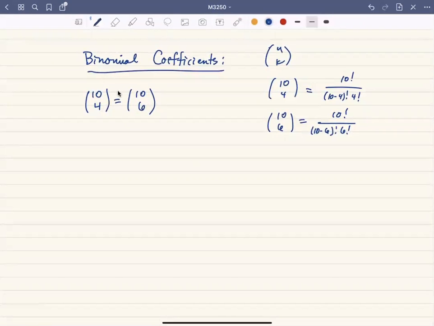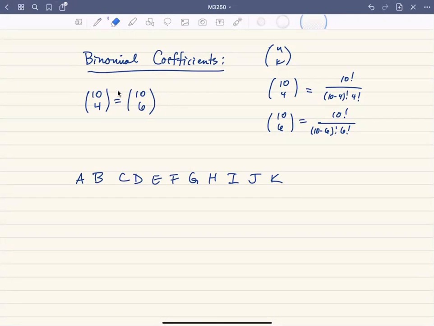So what I want to do is think about having a group of 10 people. Maybe I should have given these names actually. Let me take that back and just call them person A, B, C, D, E, F, G, H, I, J, K. So here we have 10 people. And is that 10 or is that 11? I still can't count. What are you going to do? It's 11. So we have 10 people.